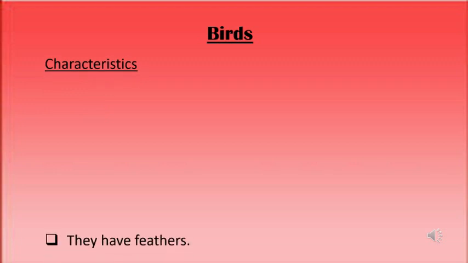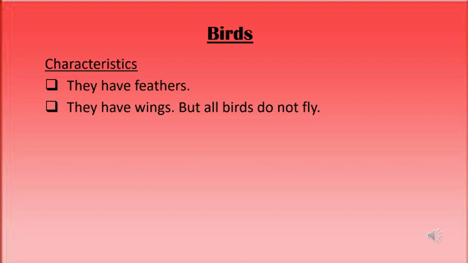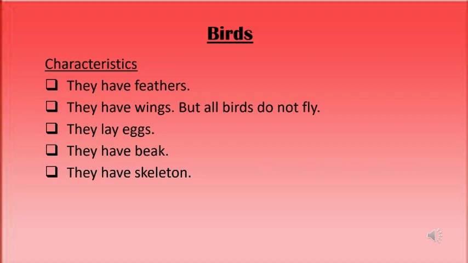Characteristics of birds include they have feathers, they have wings, but all the birds do not fly. Some birds fly and others can't fly. The birds also lay eggs, and they have a beak. They have a skeleton. These are some characteristics of birds.